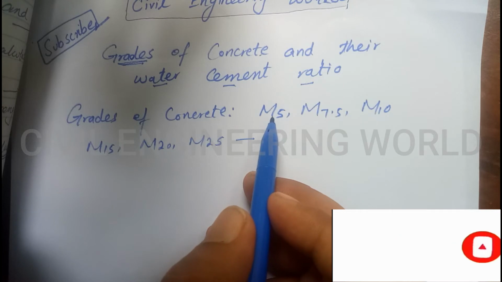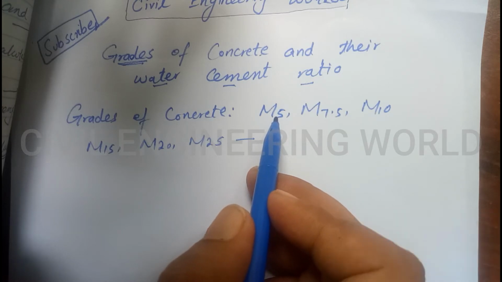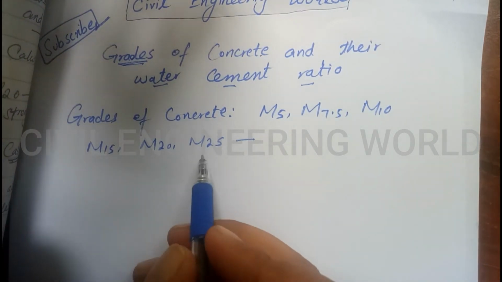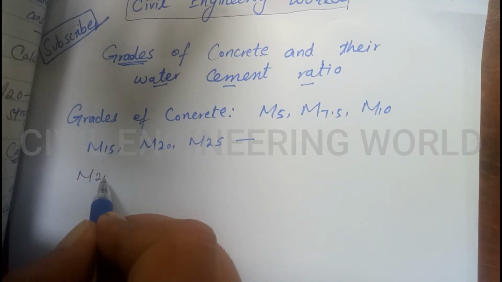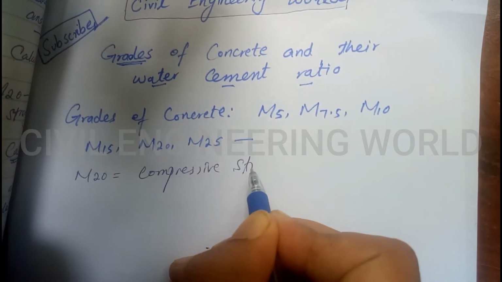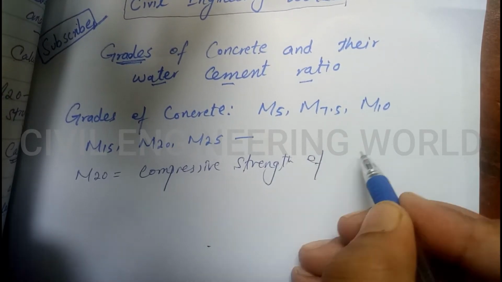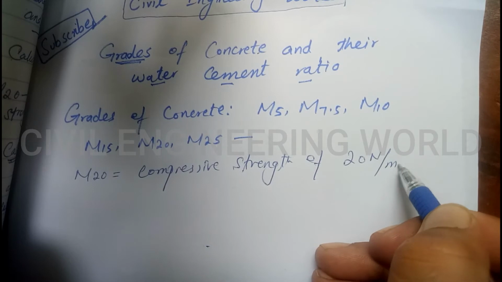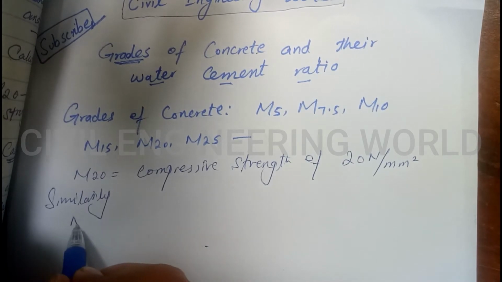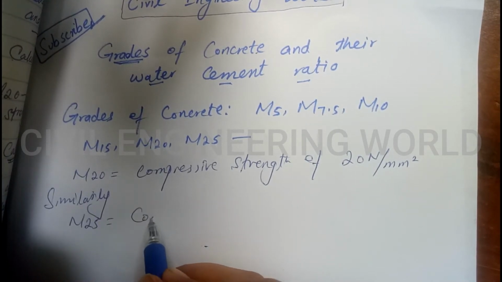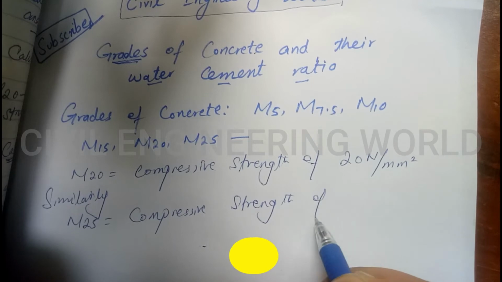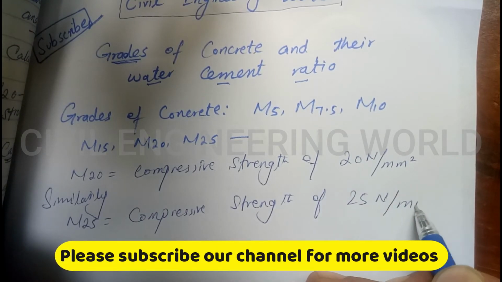M5 means that this grade of concrete has a compressive strength of 5 Newton per millimeter square. If I talk about M20 or M25, then M20 grade has a compressive strength of 20 Newton per millimeter square. Similarly, M25 grade concrete has a compressive strength of 25 Newton per millimeter square.